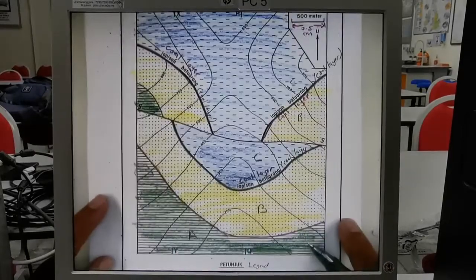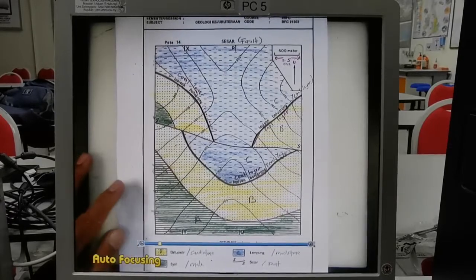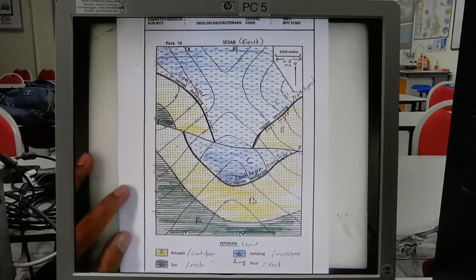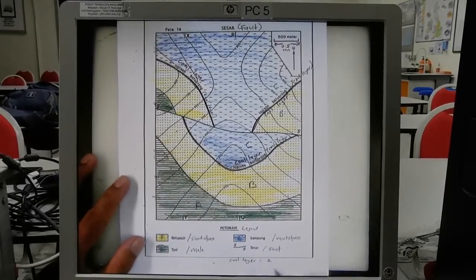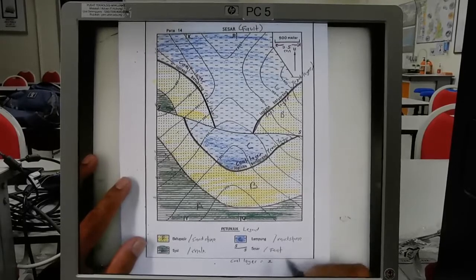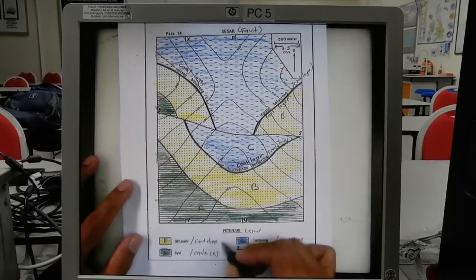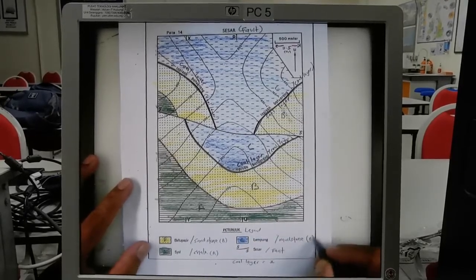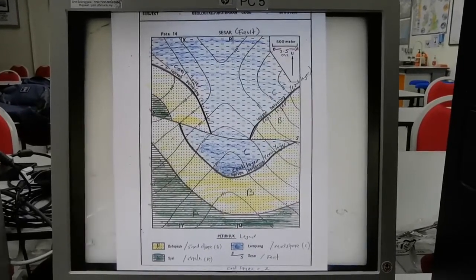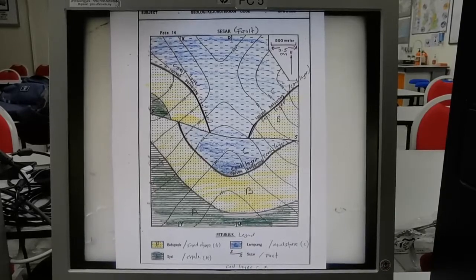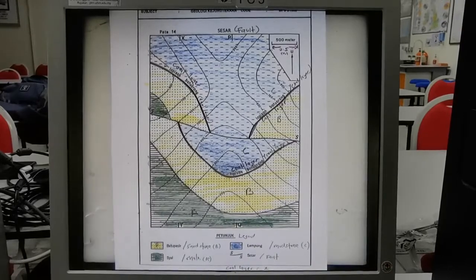This is your map. This map shows a few types of rocks, which are sandstone, shale, and mudstone. We have a fault layer and also a coal layer. The coal layer, we name it Z. So shale is A, sandstone B, and mudstone C. The fault is S. As usual, we need information of dip direction and dip angle for each boundary.